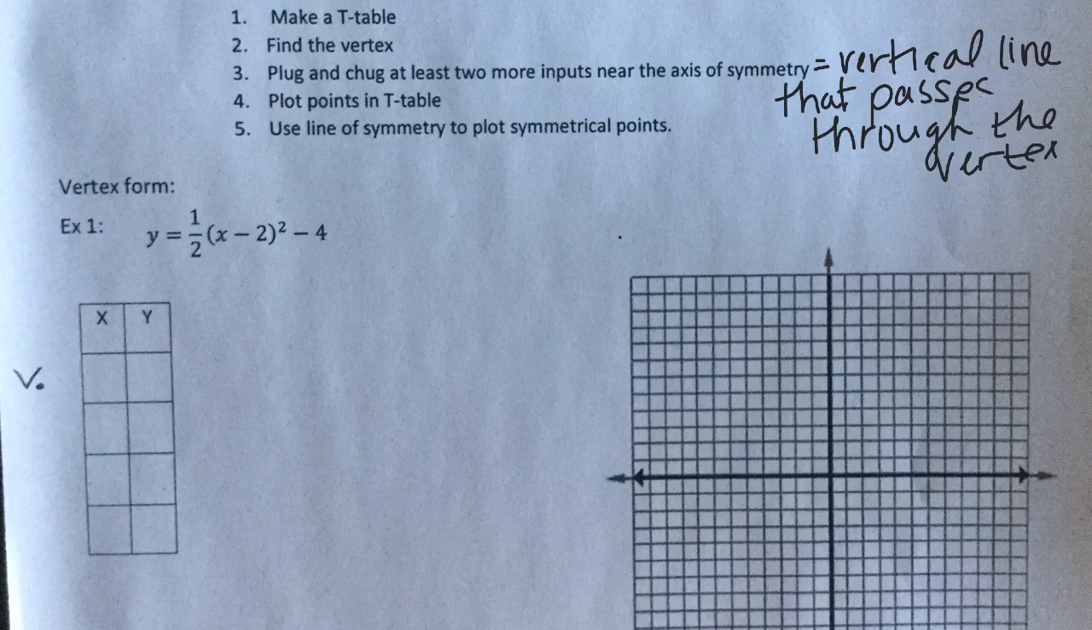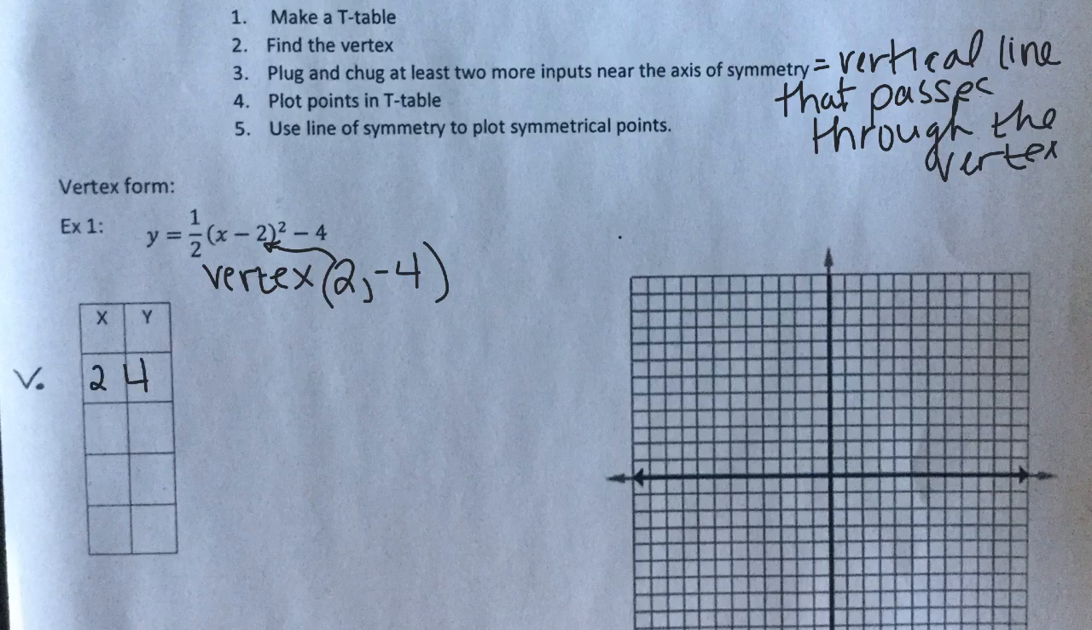Okay, so looking at the equation, y = 1/2(x - 2)^2 - 4. Our vertex is (2, -4). Remember, it's always opposite of the number that's in there, because that moves it to the right 2, and right 2 is positive 2. So my vertex I'm going to add to my table here.